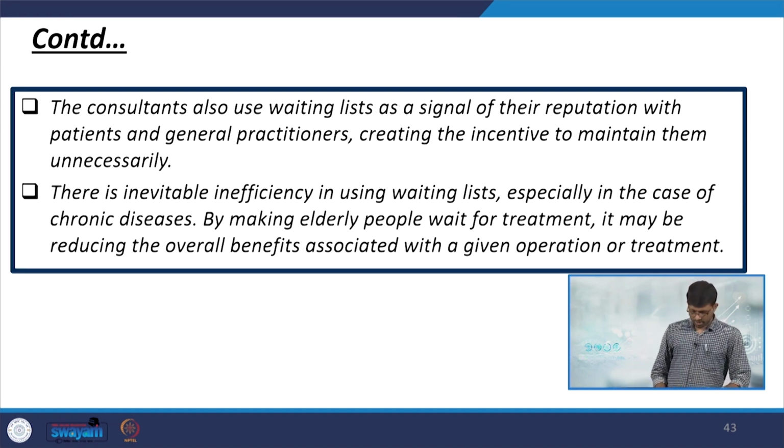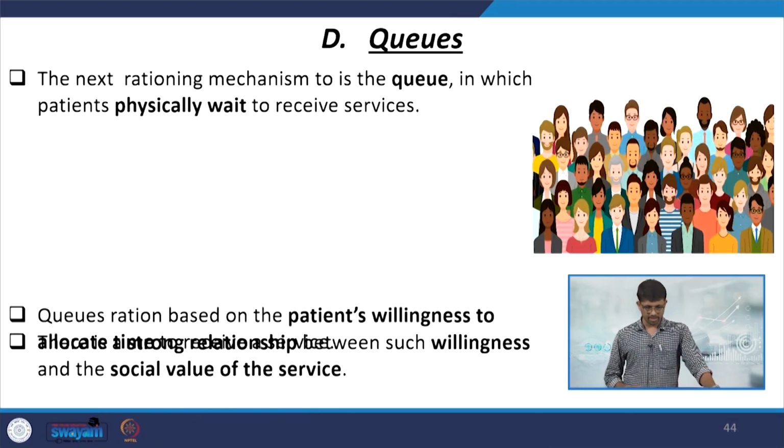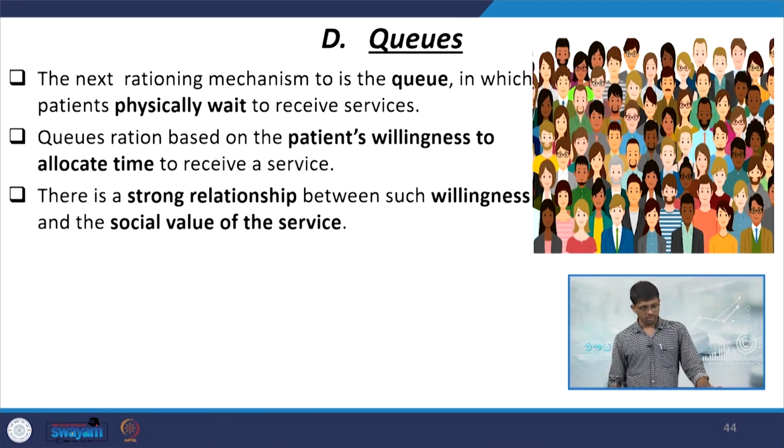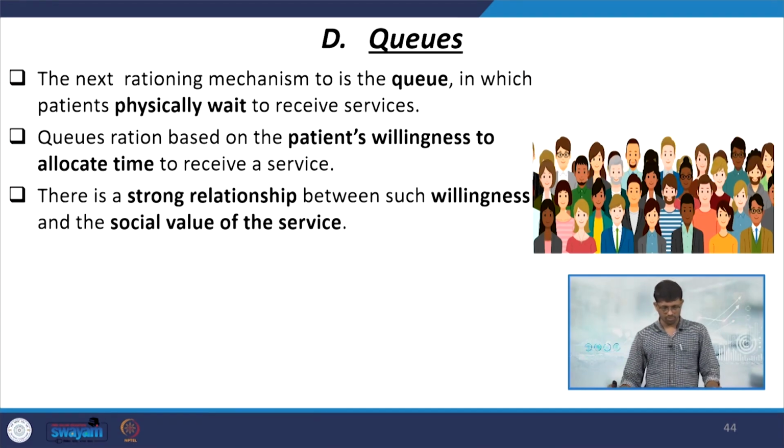There is inevitable inefficiency in using waiting lists, especially in the case of chronic disease. By making elderly people wait for treatment, it may be reducing the overall benefits associated with the given operation or treatment. So, waiting list, and another one is called queues. The more queues there are, the higher the expectation of waiting.